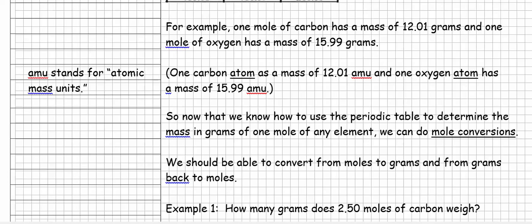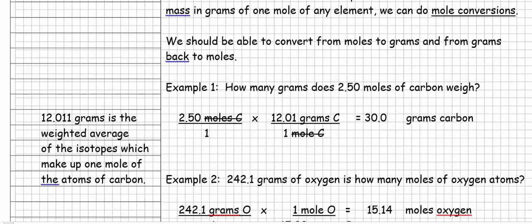So now that we know how to use the periodic table to determine the mass in grams of any 1 mole of any element, we can do mole conversions, right? This is something called dimensional analysis. And here's how it works. Let's take this example. How many grams does 2.50 moles of carbon weigh?